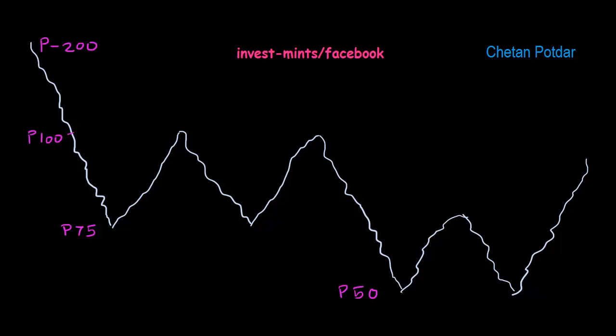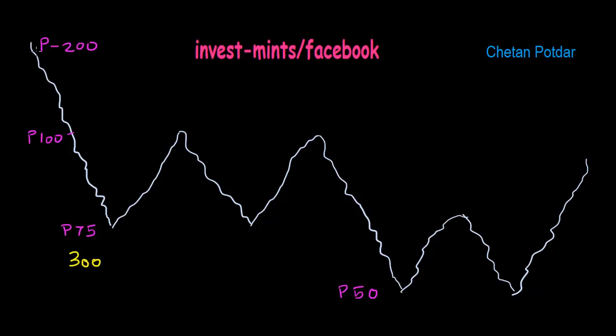So consider different price points on this chart. Let us understand this price as 200. The price here is about 100. The price here is about 75, and it further goes down. The price is at about 50. Let us also understand that there are about 300 people waiting for people to buy the particular stock at this price.